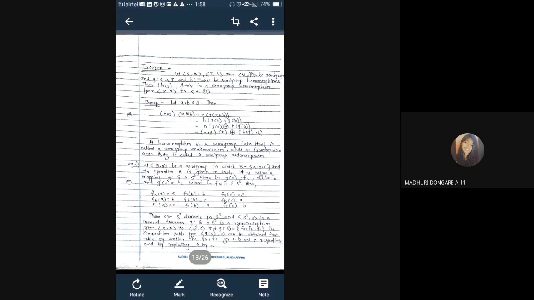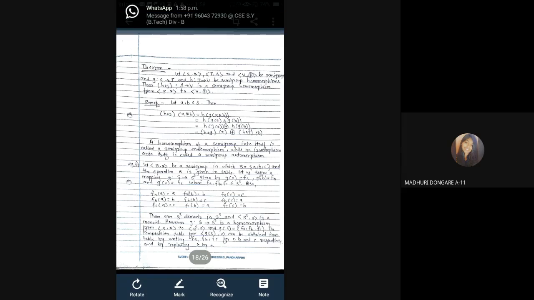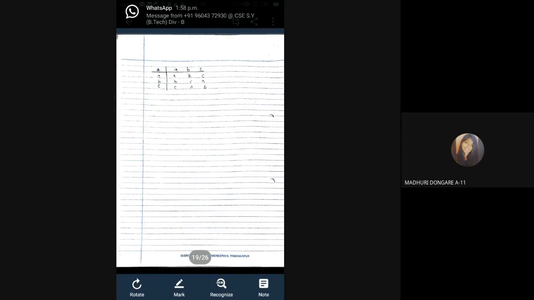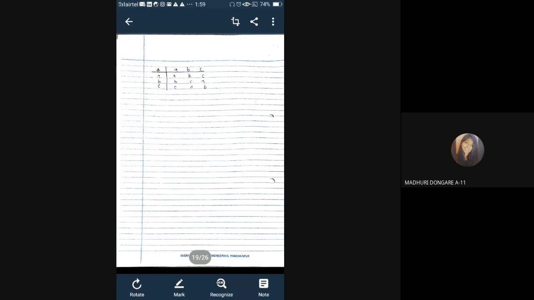Now check for next one. If you apply for a function of B on A, you will get B. So B on A, you will get B. Again, if you apply that function for B on B, you will get C. So function for B on B, you will get C. So function for B on C, answer is A. So B star C, answer is A.